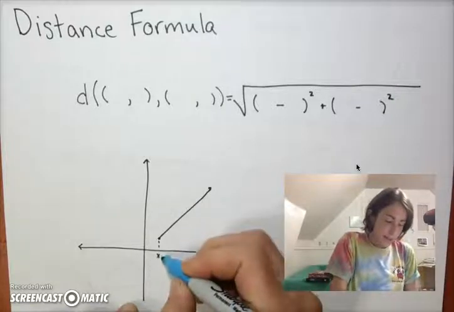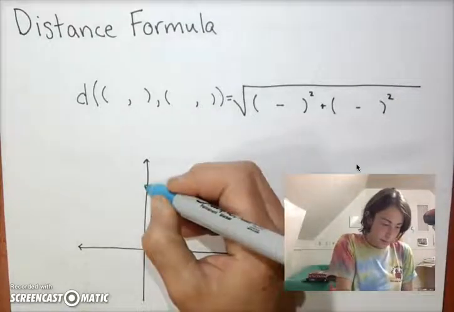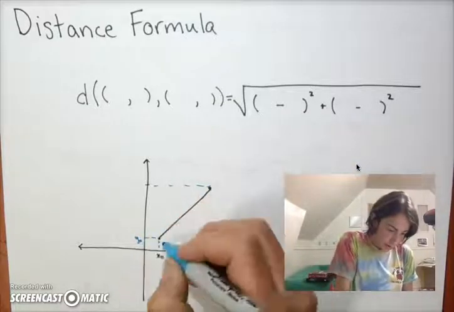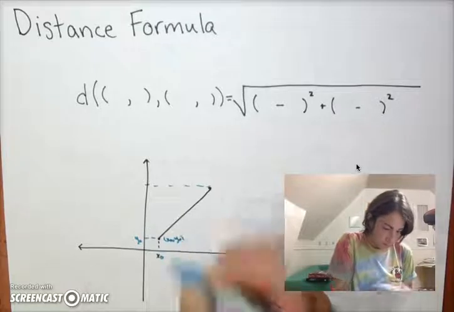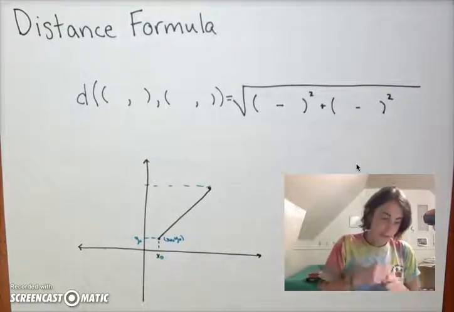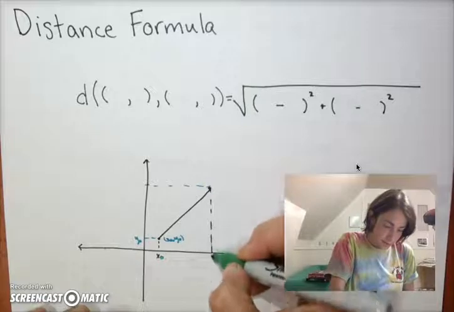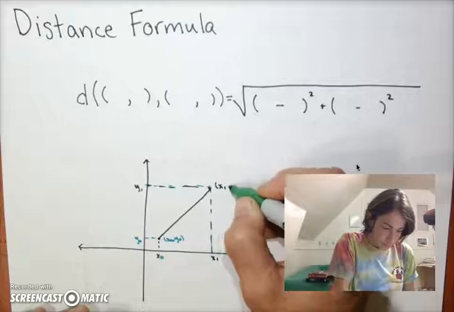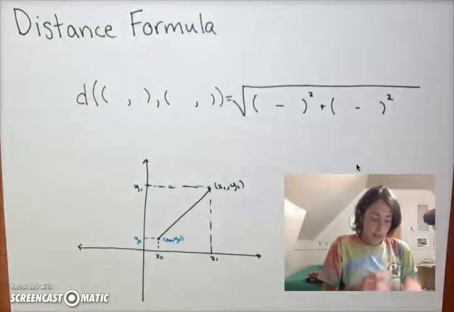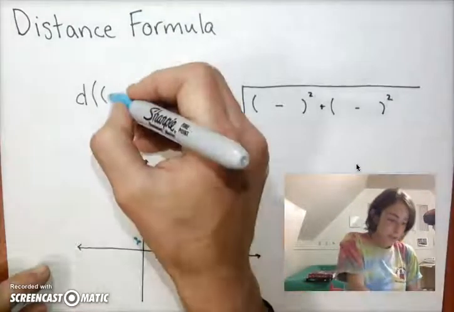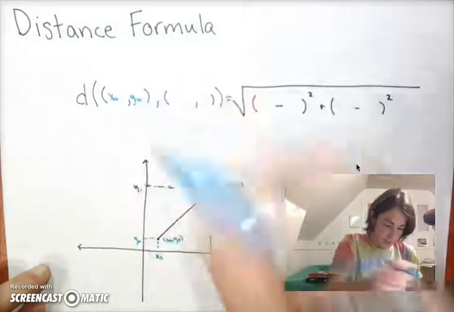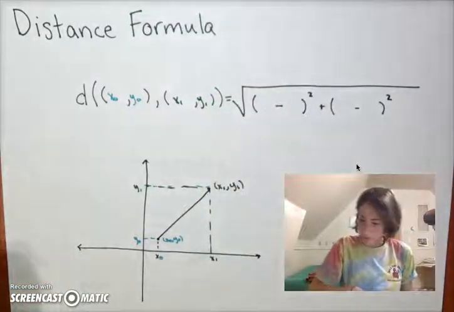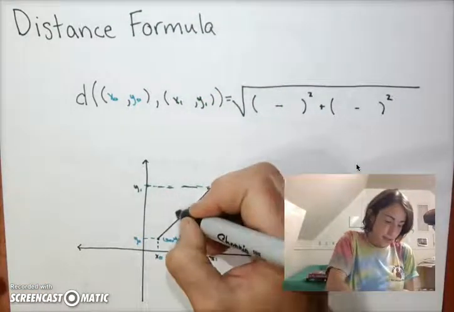If I have a point x0, y0, and this second point is x1, y1, then I calculate the distance between these points. My first point was x0, y0. My second point was x1, y1. The distance is just the shortest length between them.